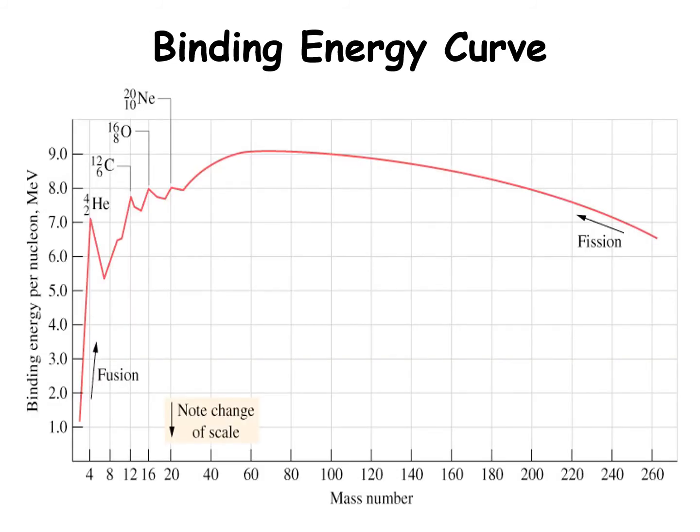Now, this is the binding energy curve. The mass number varies from 4 to 260, and on the y-axis we have binding energy per nucleon that varies from 0 to 9. As we see on the left hand side, in the mass number between 0 to 4, this point is the lower value of the binding energy, and this lower value of binding energy is for the deuteron, and its approximate value is 1.11 MeV.